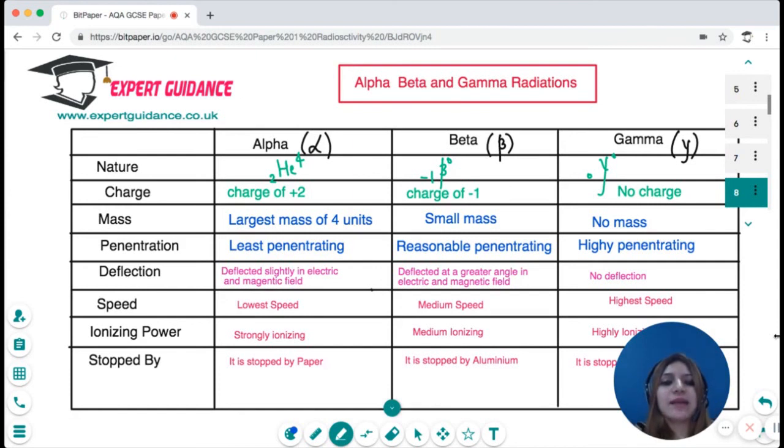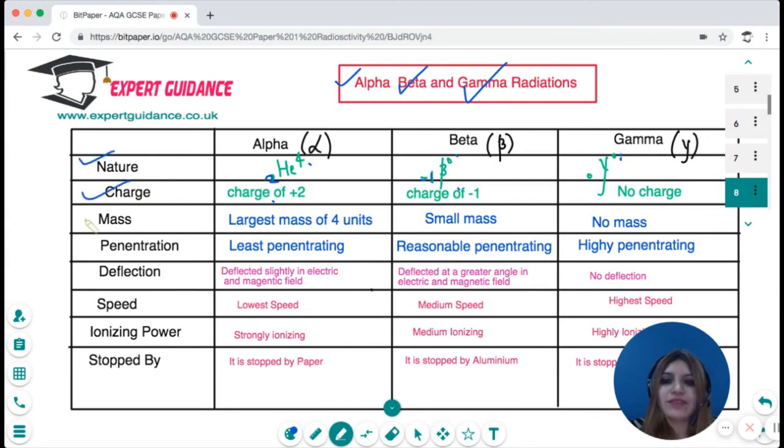Now let us come to nuclear radiation. Now there are many nuclei of atoms which are very unstable. In order to get stable, they either lose mass and charge. And how do they lose that? By giving off three radiations, alpha, beta, and gamma. You should know the nature of them and what they are. So alpha is a helium particle with the charge of +2 and mass 4. Beta is an electron with no mass and the charge -1, and gamma has no charge and no mass.